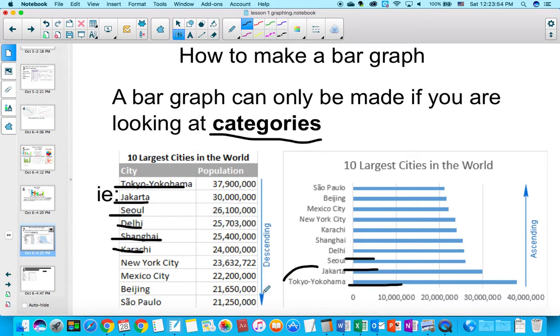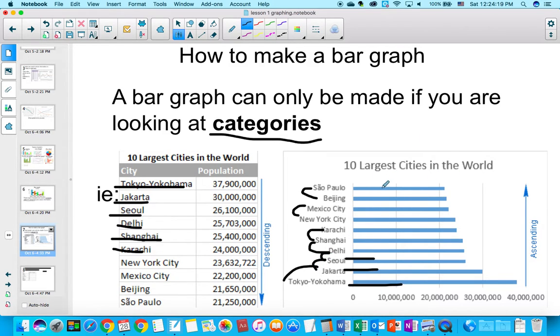Tokyo doesn't change into Jakarta over time, or if you boil Tokyo, it doesn't change into Jakarta. They don't really have any relationship to each other. They're discrete, they're separate, they're individual. These are categories on their own, and so they don't really have any interaction with each other in terms of this graph.